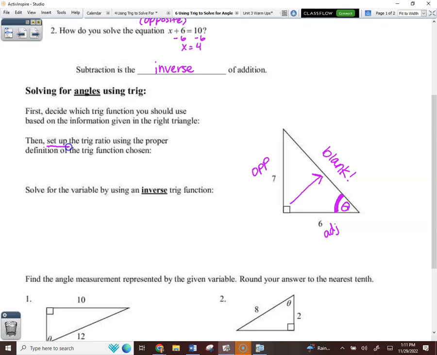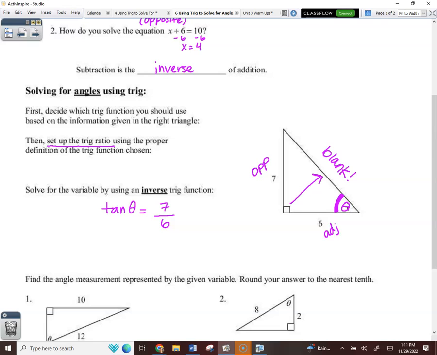You set up the trig ratio the normal way. Which trig function did you say? You said tan. All right, so tangent. What's the angle this time, though? Theta. It's theta. Equals fraction bar. What's the formula for tangent? Opposite over adjacent. So 7 over 6. Right? Okay, so if I say set up your trig function, that's what I'm looking for right there.